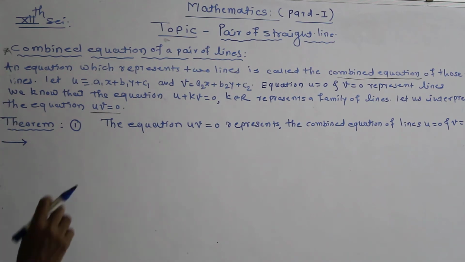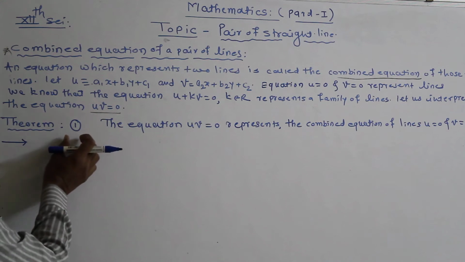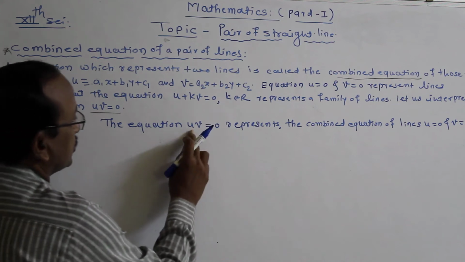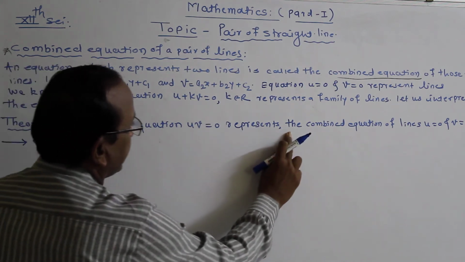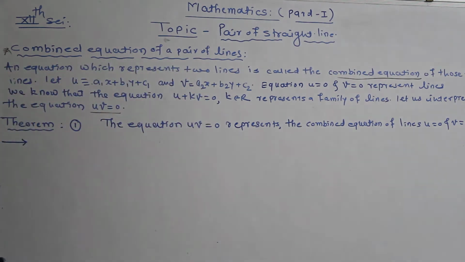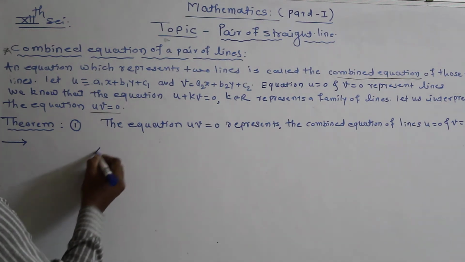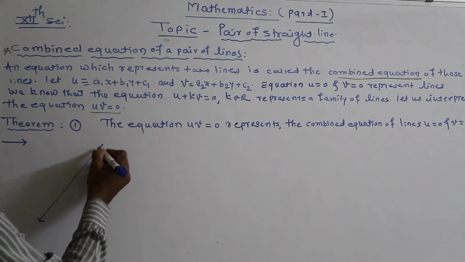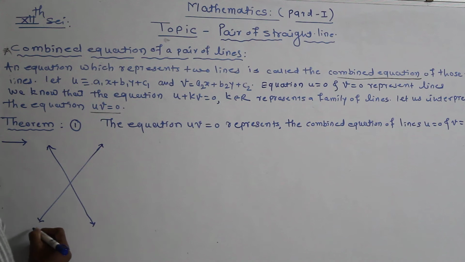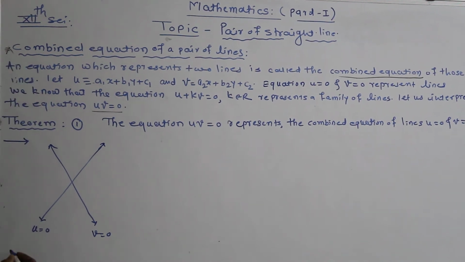So now I start theorem number 1. Theorem number 1: the equation u into v equals 0 represents the combined equation of the lines u equals 0 and v equals 0. First, draw this figure here. This is the equation of line u equals 0 and this is the equation of line v equals 0.